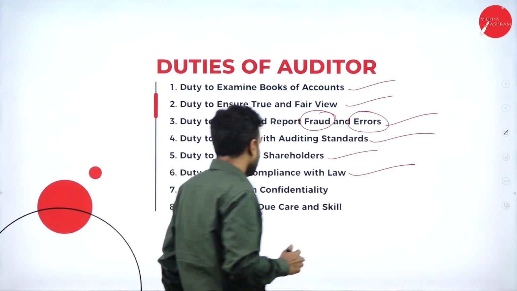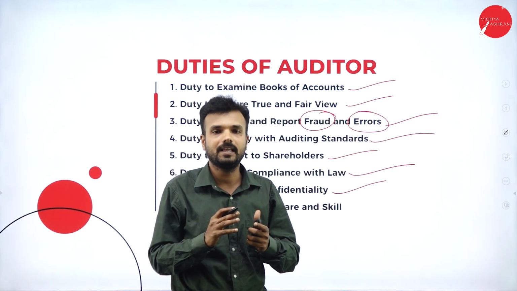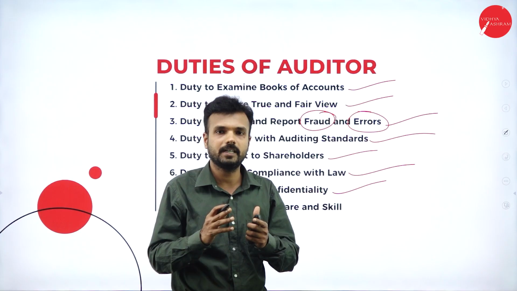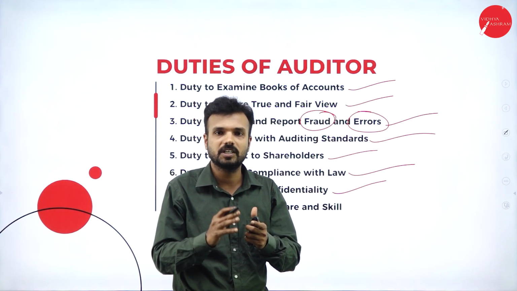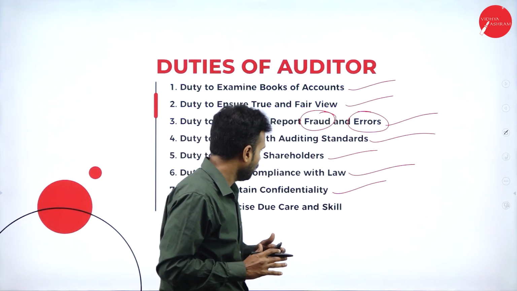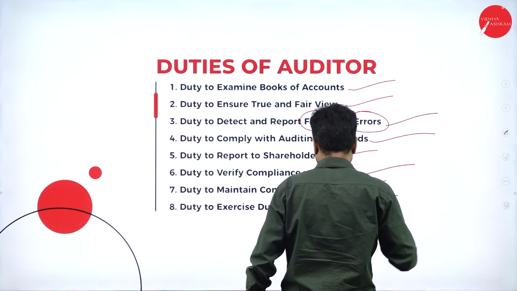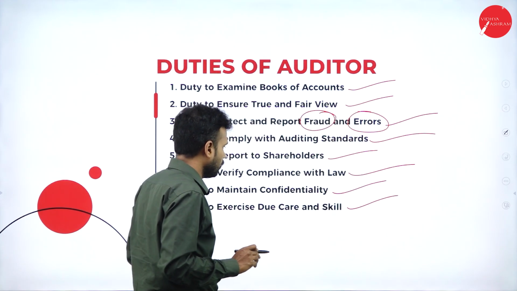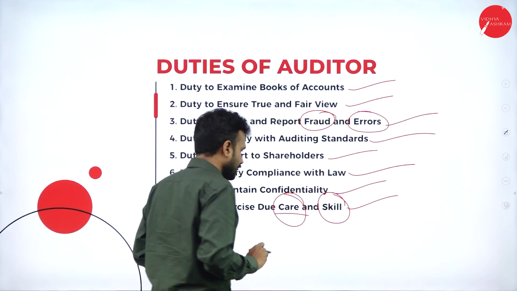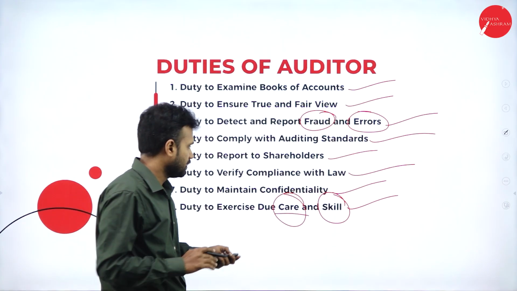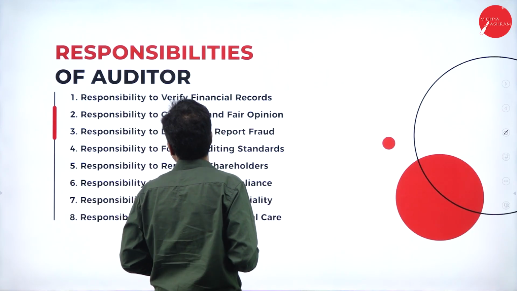Duty to maintain confidentiality. There are certain confidential things that he must maintain. There are certain secrets regarding the company that he must keep. It is all about the privacy policy of the organization. He need not disclose them in front of outsiders. Duty to exercise due care and skill. He has the responsibility to do skillful work and also to take care of the financial records and the statements, their efficiency and effectiveness.